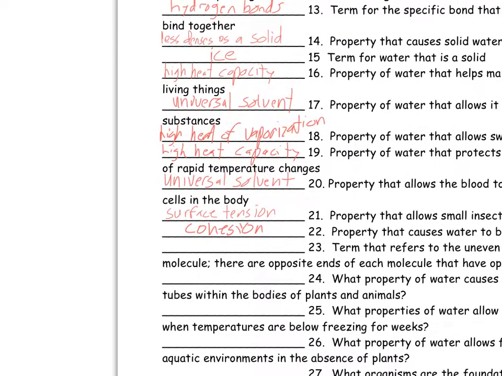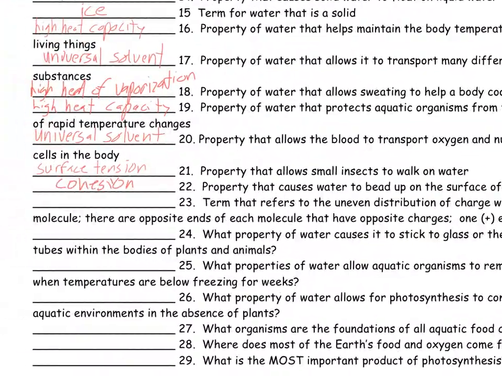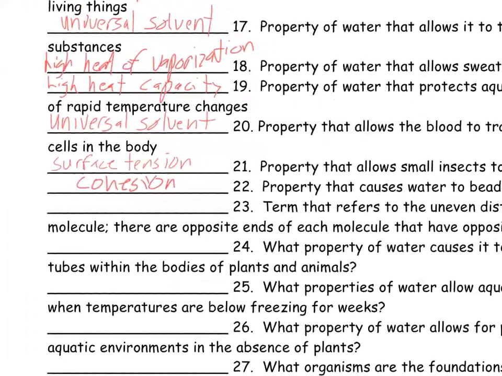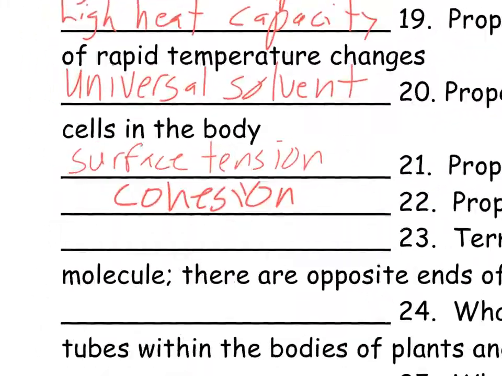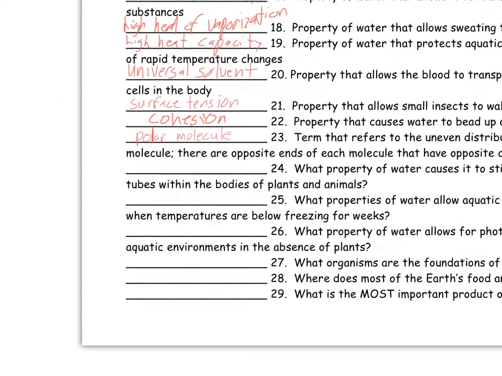All right. 23. Term that refers to uneven distribution of charge within a water molecule. There are opposite ends of the molecule that have a positive and negative charge. It is a polar covalent bond, but let's just call it a polar molecule. Polar molecule, meaning that it has one end that's positive, one end that is negative. Even though overall the charge is even, it's neutral, but because of an uneven sharing of electrons, that's what happens.